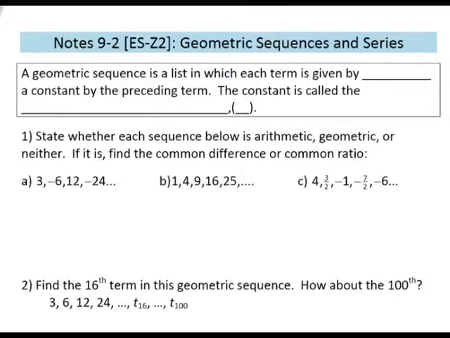Geometric sequences are similar in a lot of ways. They're kind of an upgraded version of arithmetic sequences. Each term is given by multiplying a constant by the preceding term instead of adding it. And we're going to call it the common ratio instead of the common difference.